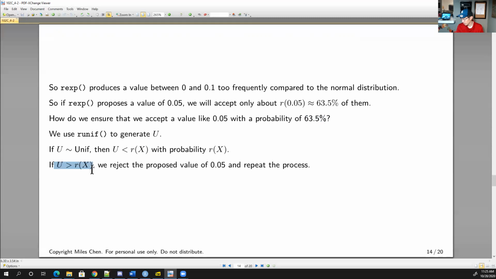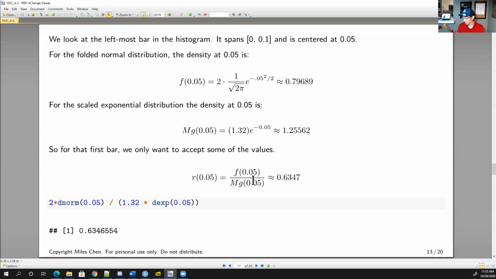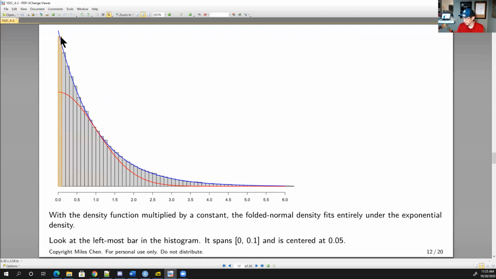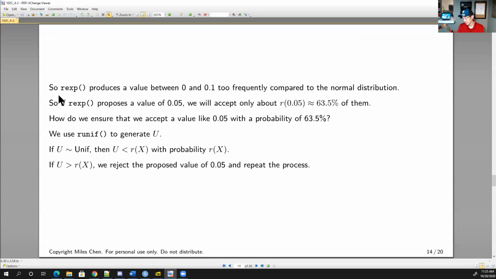And if u ends up being larger than that, we're going to reject the proposed value of 0.05, and we're going to repeat, and we're going to propose another value. All right, so if we look at this slice, the exponential proposes these values a lot, and we're only going to keep around 63% of them. Is that all right?